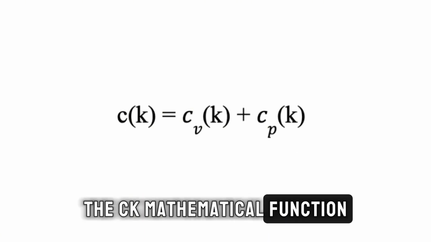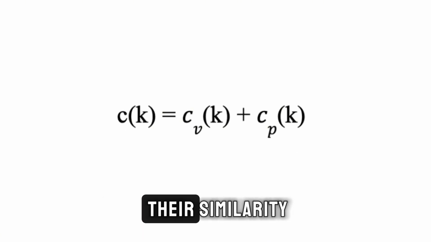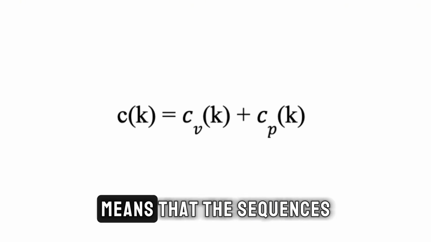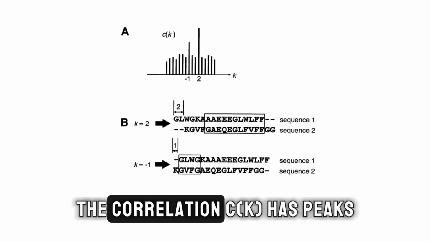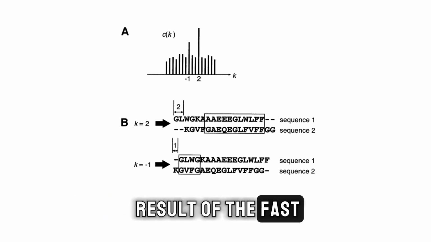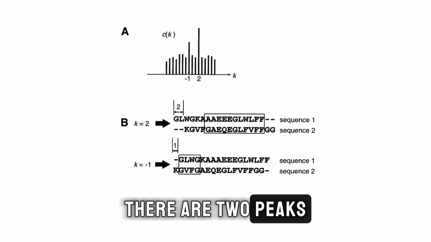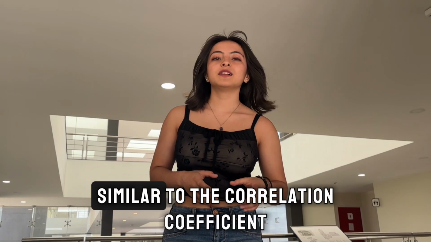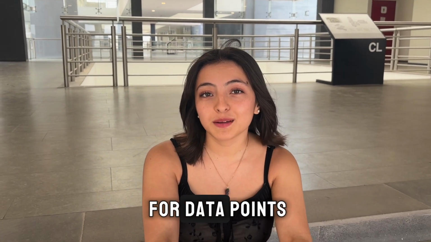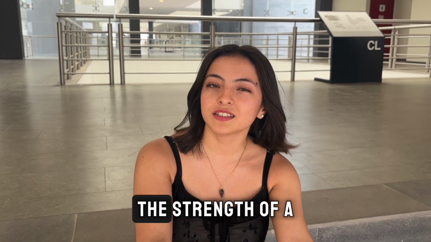The CK mathematical function is a correlation between two amino acids and their similarity when shifting one sequence by k positions. The high value of CK means that the sequences may have homologous regions. If two sequences have homologies, the correlation CK has peaks, as shown in this figure, where we observe a result of the Fast Fourier Transform analysis. There are two peaks that correspond to two homologous blocks. This mathematical function is similar to the correlation coefficient proper of statistics, as in both correlations, a set of values for data points is used in order to determine the strength of a relationship between two variables.